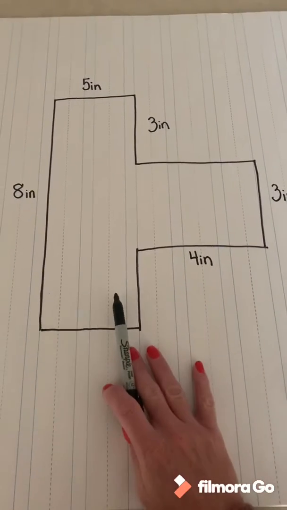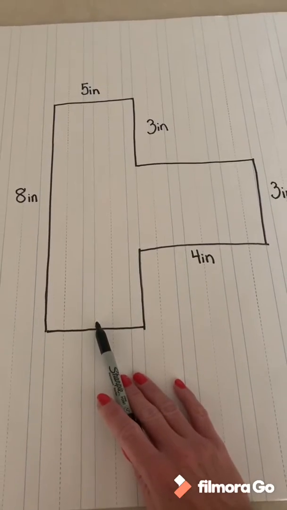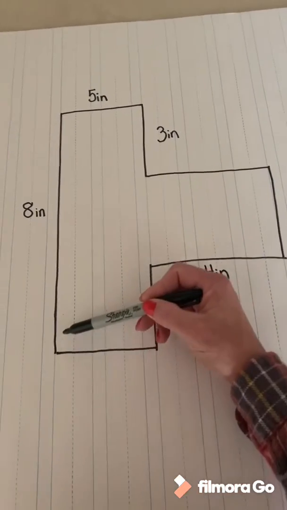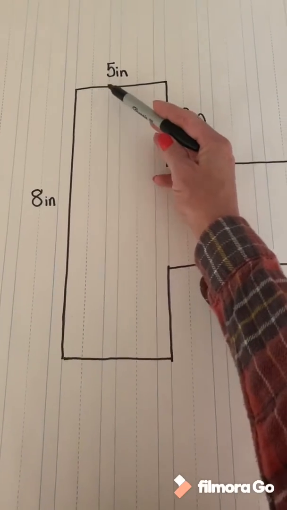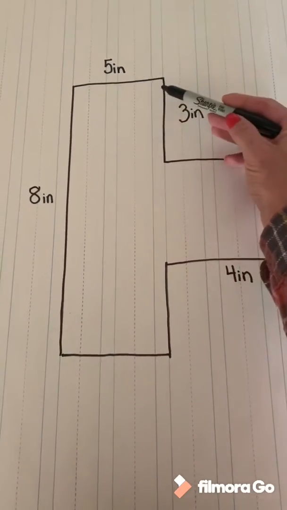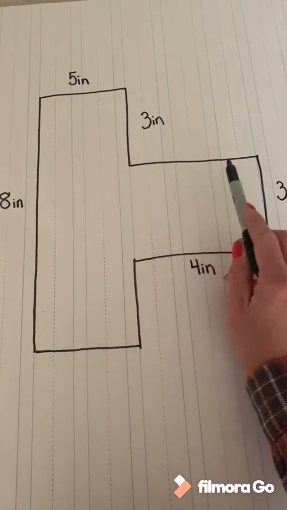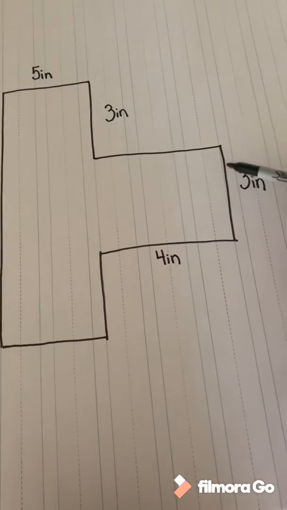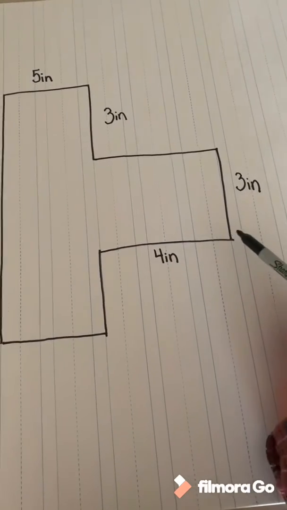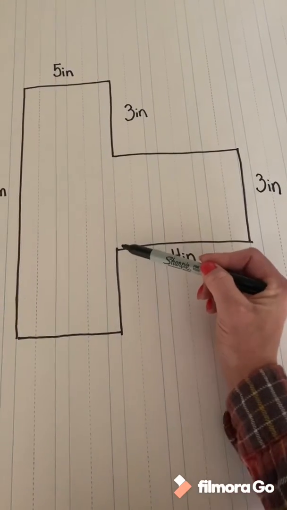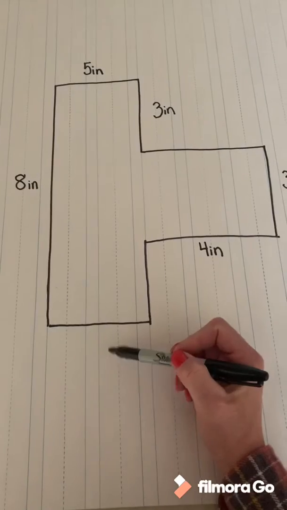So before we can really get into calculating the area and the perimeter of this guy, I need to figure out these missing sides. I can see that this one is 8 inches long. I can see that that's 5 inches. This chunk is 3. I'm not sure of this piece, but I can see this is 3 inches. This is 4, and I don't know this one. So let's start by what we can figure out.